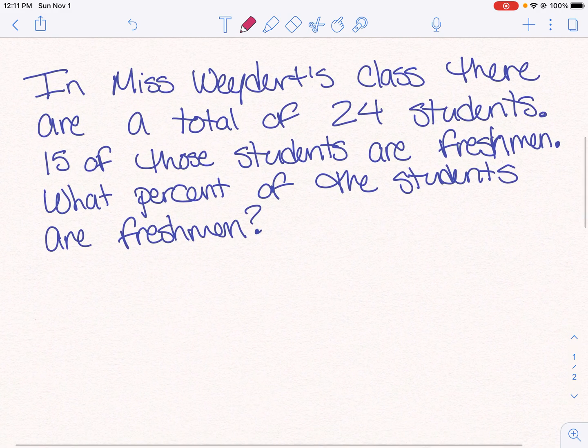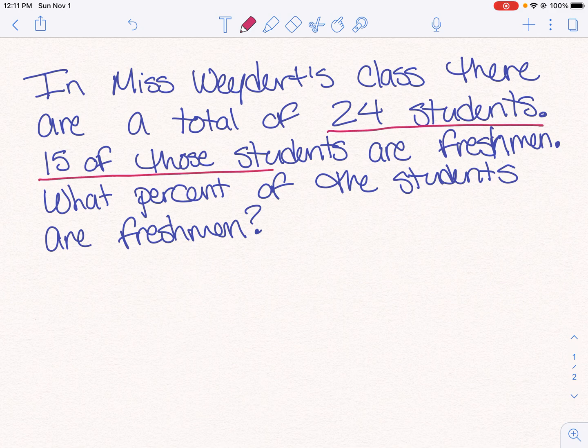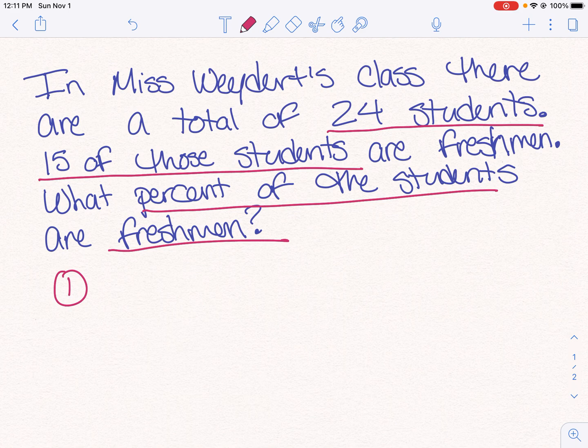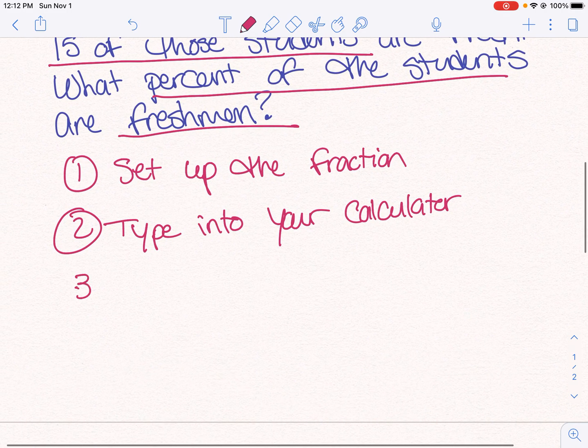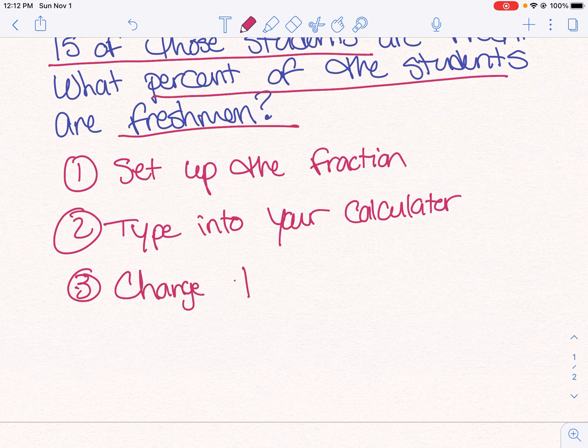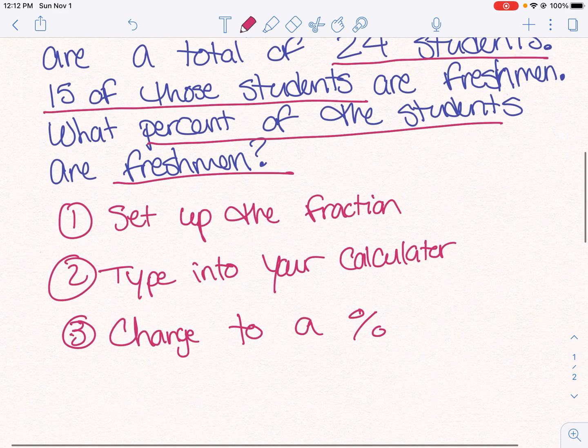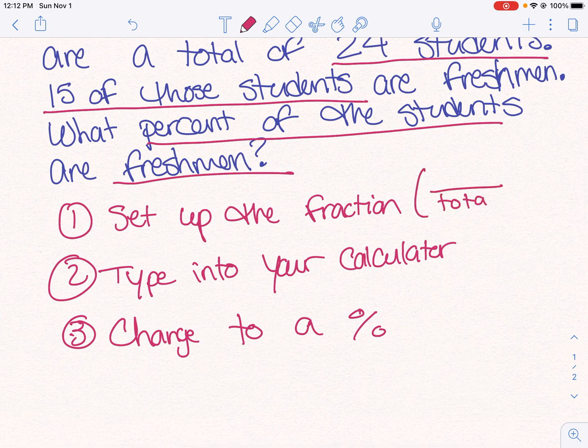Now let's say we have a word problem here. So in Ms. Whiter's class, there are a total of 24 students. 15 of those students are freshmen. What percent of the students are freshmen? So when we do these word problems, your step one is to set up the fraction. Step 2, type into your calculator. And then finally, step 3 is then change to a percentage.